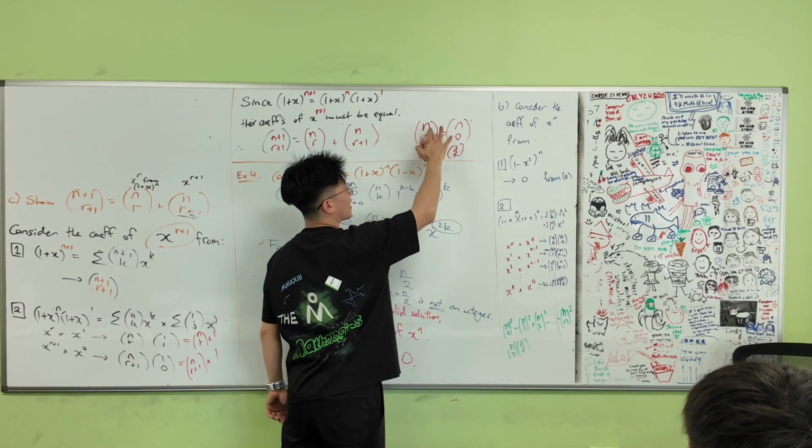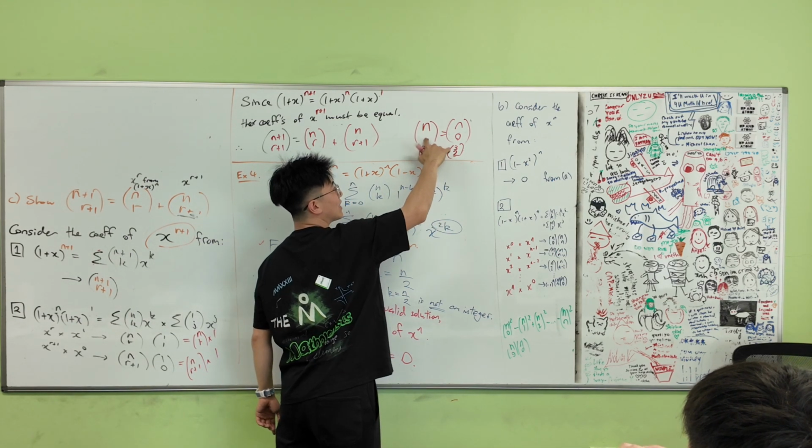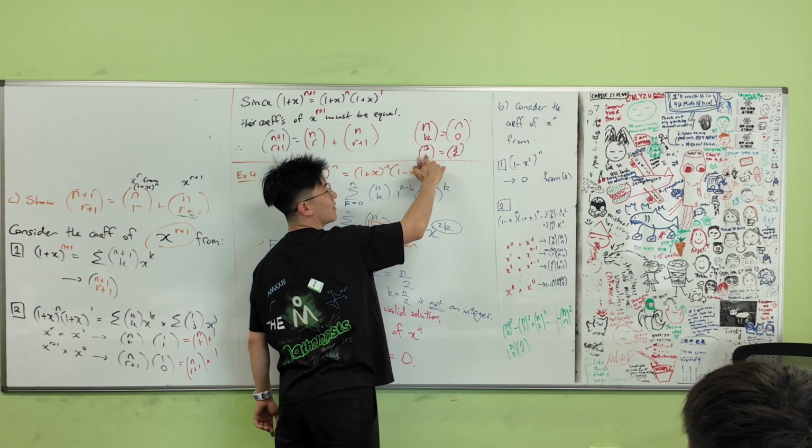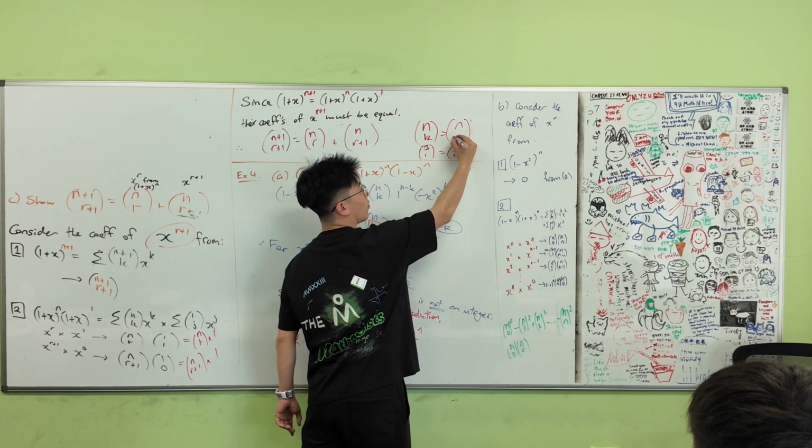If this is my n, and then that's my k, what would I write here?